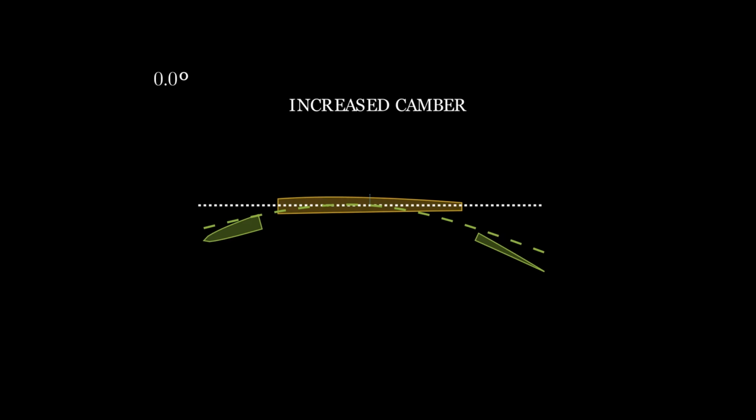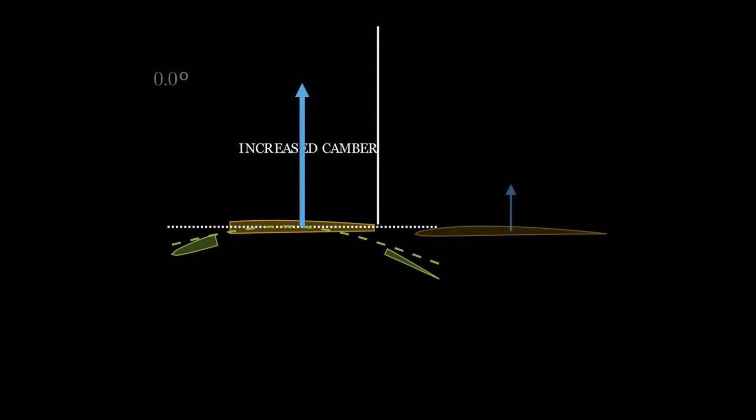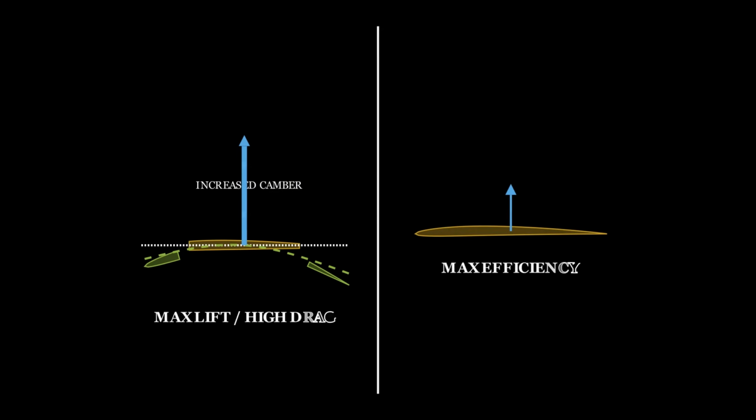To safely manage lift without stalling, modern aircraft are equipped with mechanically adjustable flaps and slats. During takeoff, when a plane is flying slowly, flaps are extended to increase the wing's camber, generating massive amounts of lift. But because more lift means more drag, these flaps are neatly retracted during high-speed cruising to maximize fuel efficiency.